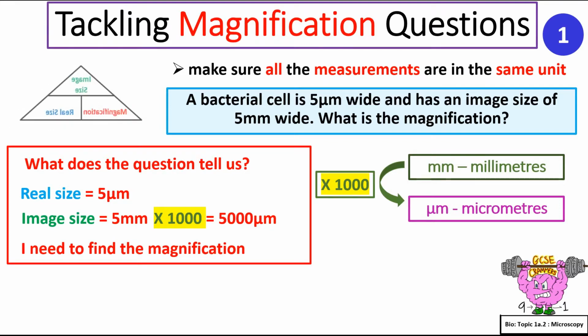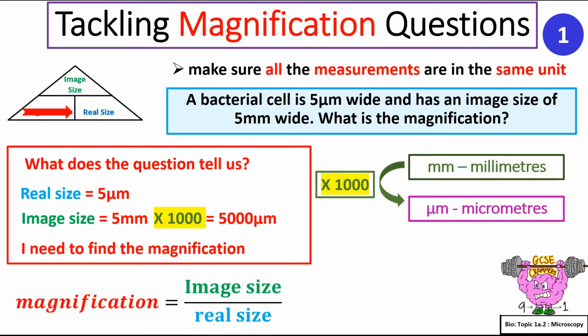Look at my equation triangle. Cover magnification with your finger. Now write out the equation. Magnification equals image size divided by real size. Substitute the figures. Image size 5000 and real size 5. Do the maths to get the answer. Magnification equals times 1000. And that's the question done. It's important that you really know the magnification equation and how to convert units for the exams.